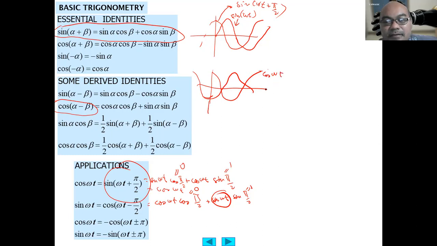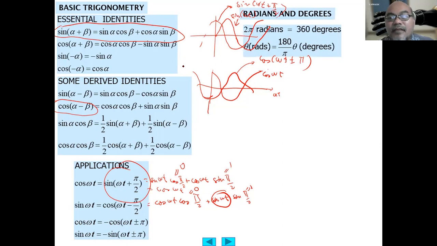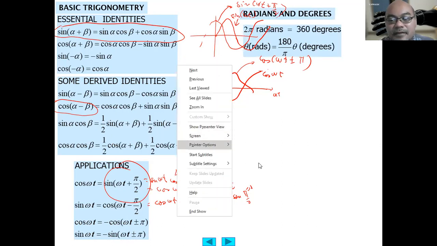For example, this is omega t, and this one is cosine omega t plus or minus pi. If you look, this is basically the negative, the inverse of this wave. That's why cosine omega t equals negative cosine omega t plus or minus pi. Similarly with sine: sine omega t equals negative sine omega t plus or minus pi. Okay, let me erase this.